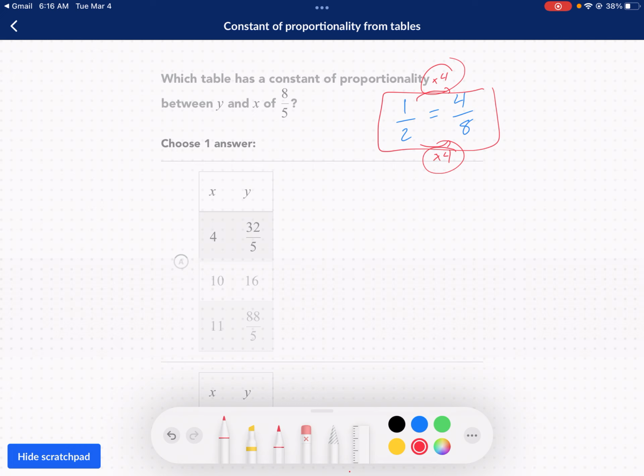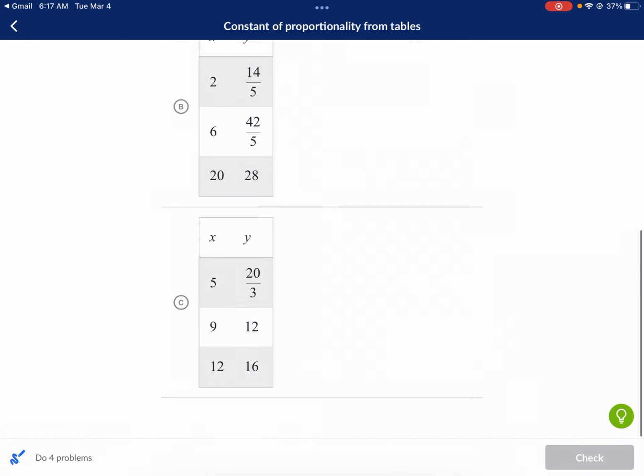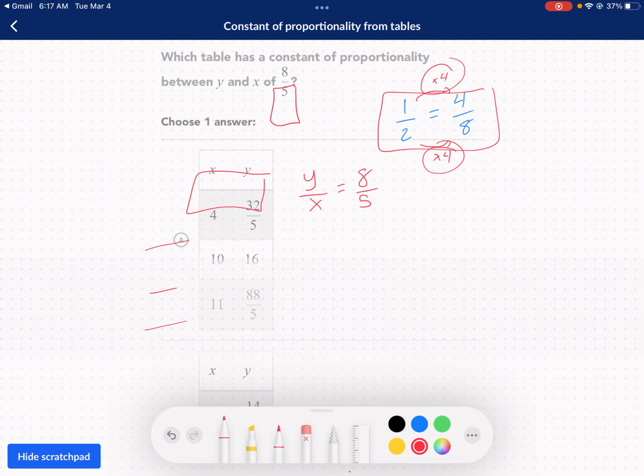And it's going to make more sense once we do it in the context of x and y, because with x and y, we're told that we need to do y divided by x. If this is the case, we're looking for which one of these tables has a y divided by x constant of proportionality equal to 8/5. So what we're going to do is go through each one of these sets of coordinates here. Each answer has 3. So if you look here, we have A, B, C. Each one has 3 coordinates.